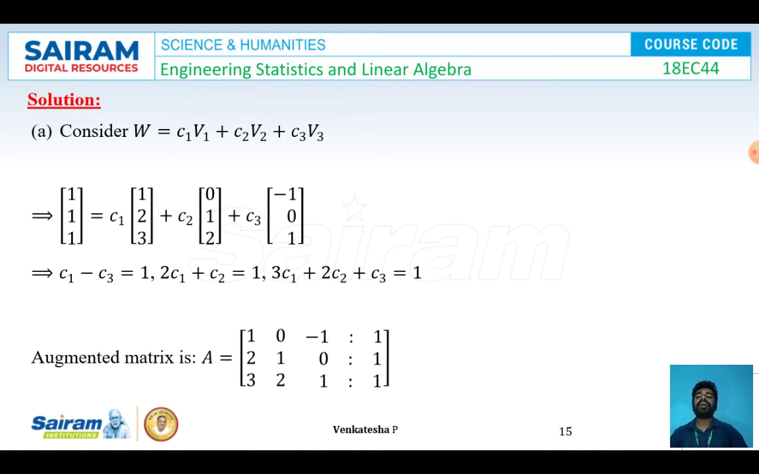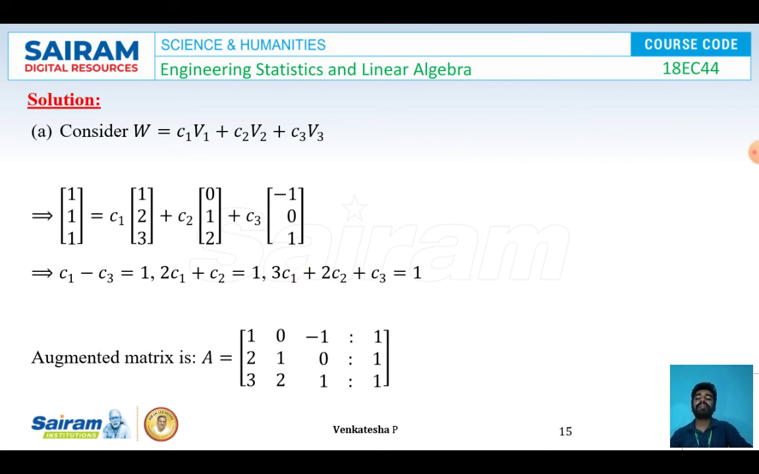So I'm taking w = c1 v1 + c2 v2 + c3 v3 as the linear combination equation, substituting the values of v1, v2, v3 along with the value of w. I got the equation (1, 1, 1) = c1 (1, 2, 3) + c2 (0, 1, 2) + c3 (-1, 0, 1). Now I'm going to expand this. I got three equations: c1 - c3 = 1, 2c1 + c2 = 1, 3c1 + 2c2 + c3 = 1.